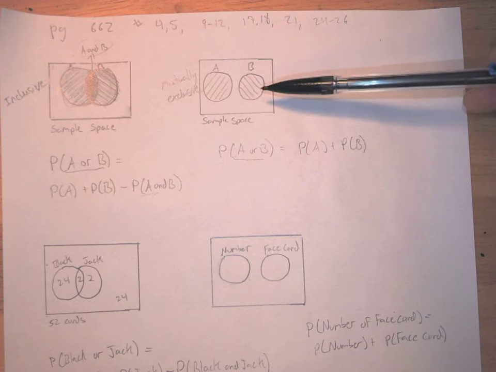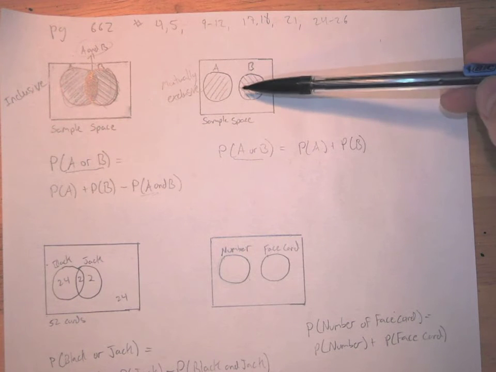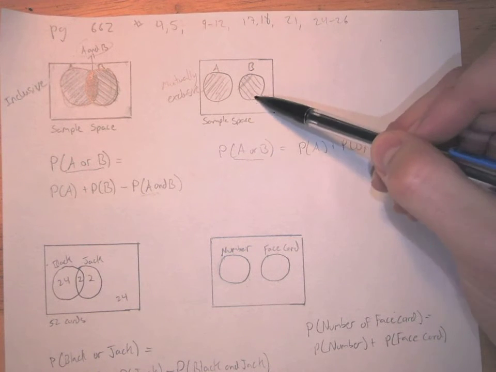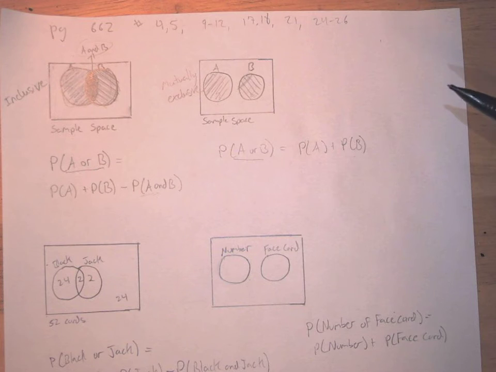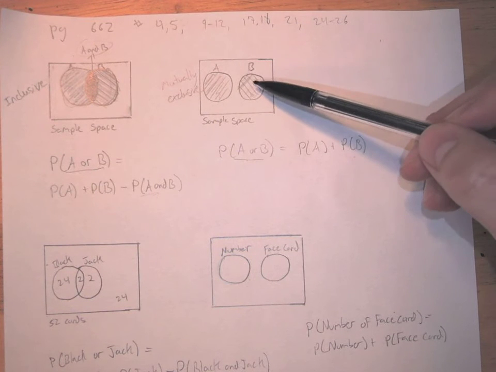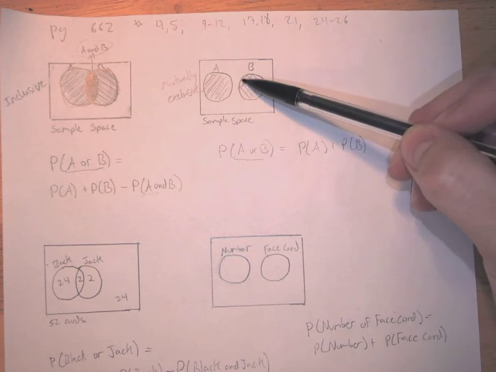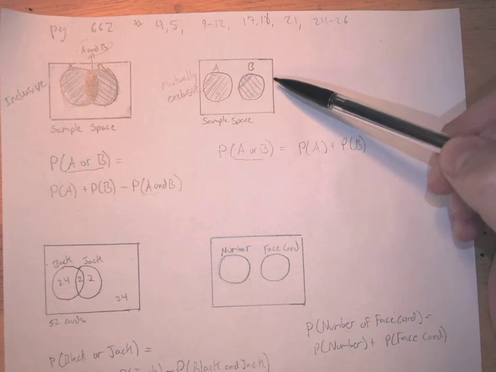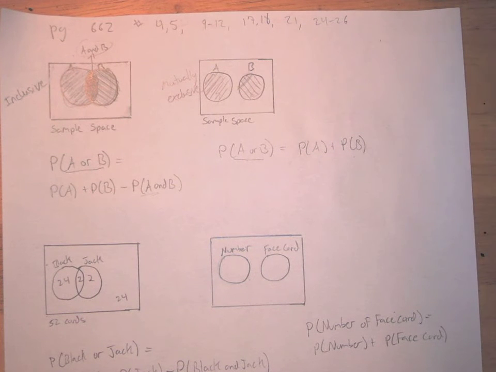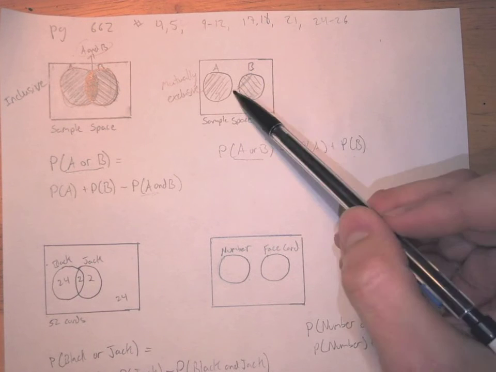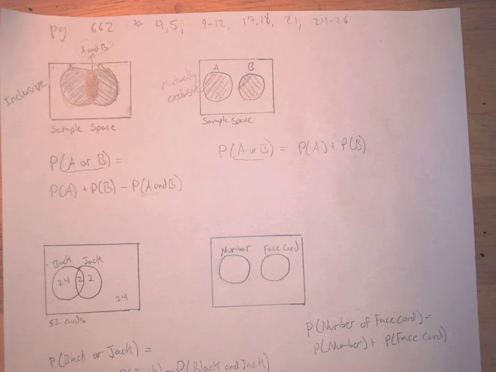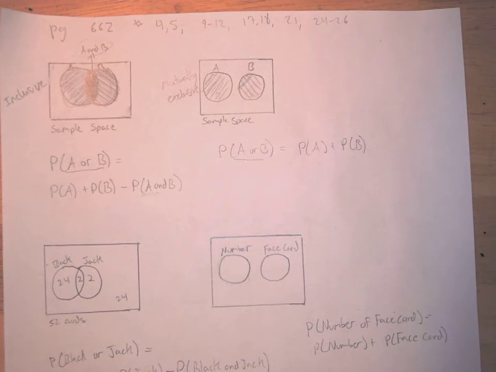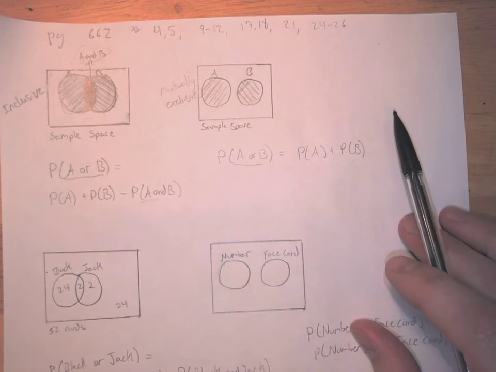Over here, events are mutually exclusive, which means there's no overlap. If you want the probability of A or B, that's just all the area of A plus all the area of B. Again, this area really represents the number of outcomes, and probability is the number of outcomes divided by the sample space. So all the ways event A can happen, all the ways event B can happen, and there's no overlap between them. So I don't have to subtract out the probability of them both happening at the same time, because there are no outcomes where they both happen. That's the difference between inclusive and mutually exclusive.